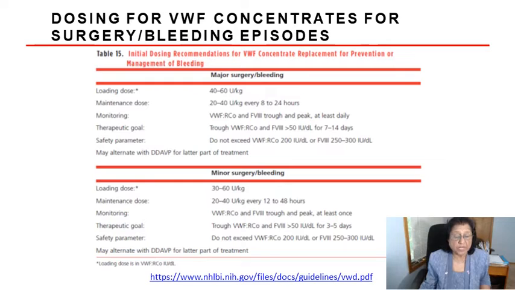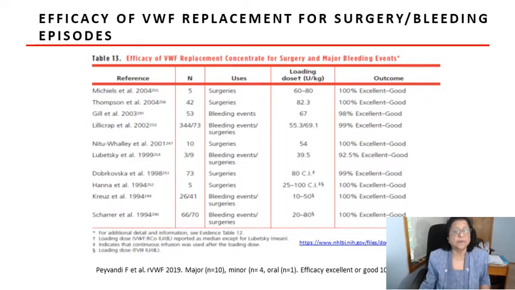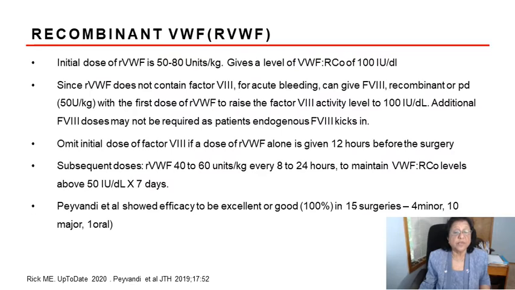Can you give it continuously? Yes, there have been reports of continuous infusion of von Willebrand factor concentrate, but it's not reported very much. The efficacy, and if you look in the last column, you can see the efficacy is anywhere up to 90 to 100%. So it's very efficacious. Recombinant von Willebrand factor, the dose is again the same, 50 to 80 units. Since it doesn't contain factor 8, if you need factor 8, or if the factor 8 levels are low, you have to supplement it by giving extra doses of factor 8.